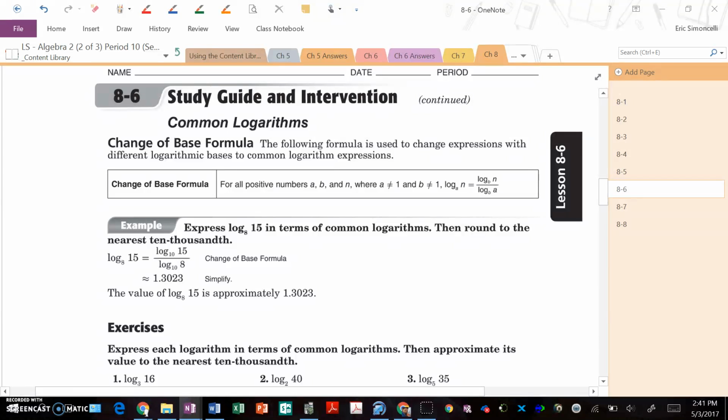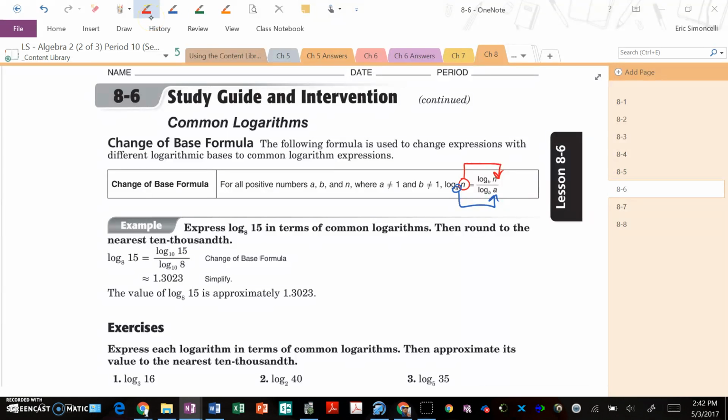For all positive numbers a, b, and n, where a is not equal to 1, b is not equal to 1, log base a of n is equal to log base b of n over log base b of a. I need everybody to circle and highlight n in the context of the change of base formula. That is the numerator quantity. And as far as the denominator quantity, that is the official or original base. So log base b of n divided by log base b of a.